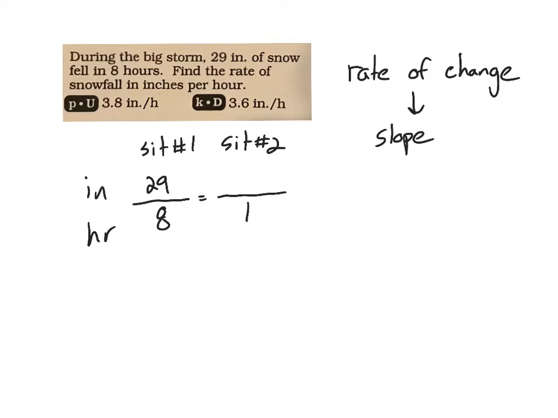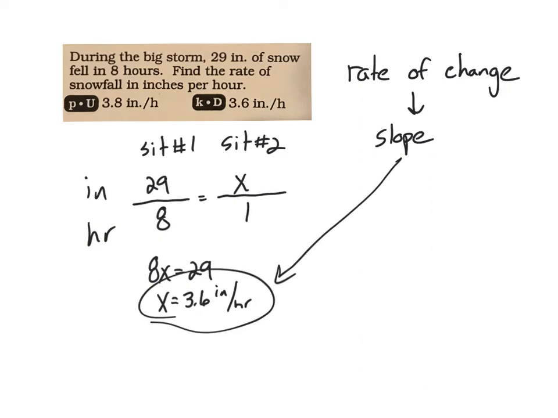So per hour means I have 1 hour. I want to know, well, how many inches did I have in an hour? So we cross multiply, get 8x is equal to 29, and then divide both sides by 8, and we get x is equal to 3.6 inches per hour. Okay, and again, the slope of the graph would be 3.6.